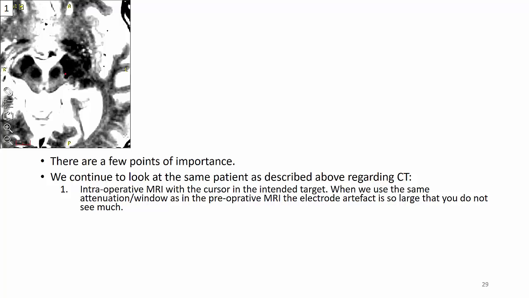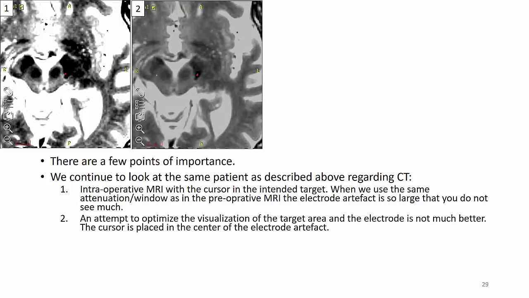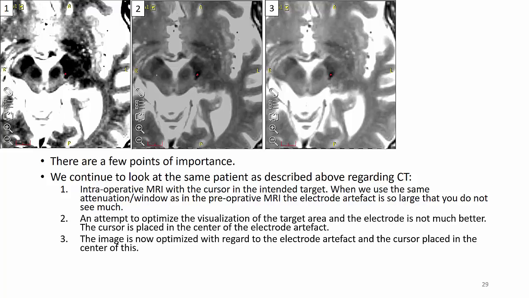In the image here, we see an intraoperative MRI with the cursor in the intended target. When we use the same window as in the preoperative MRI, the electrode artifact is so large that you do not see much. In this image, we have made an attempt to optimize the visualization of the target area and the electrode, but it's not much better. The cursor is still placed in the center of the electrode artifact. The image is now optimized with regard to the electrode artifact and the cursor placed in the center of this.